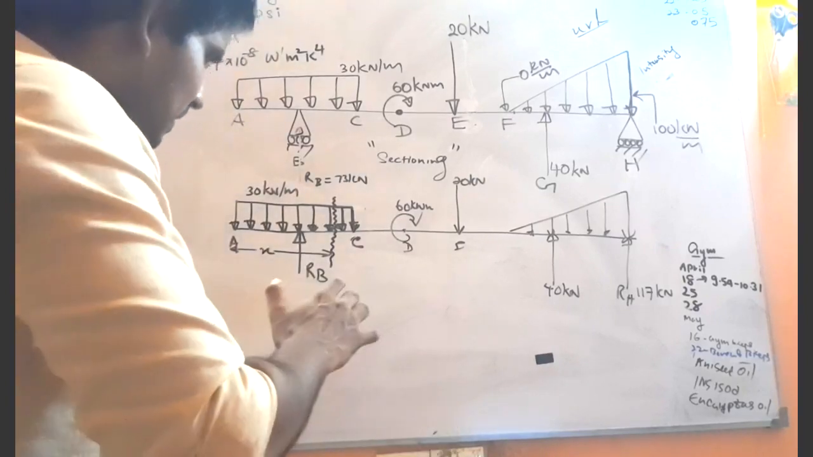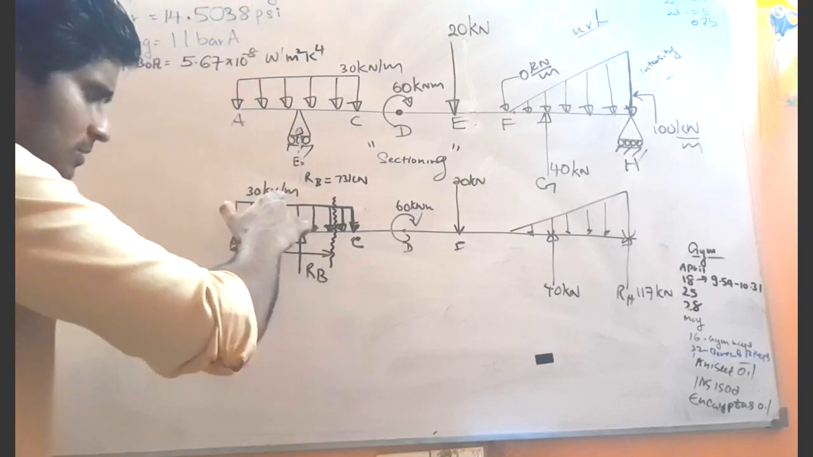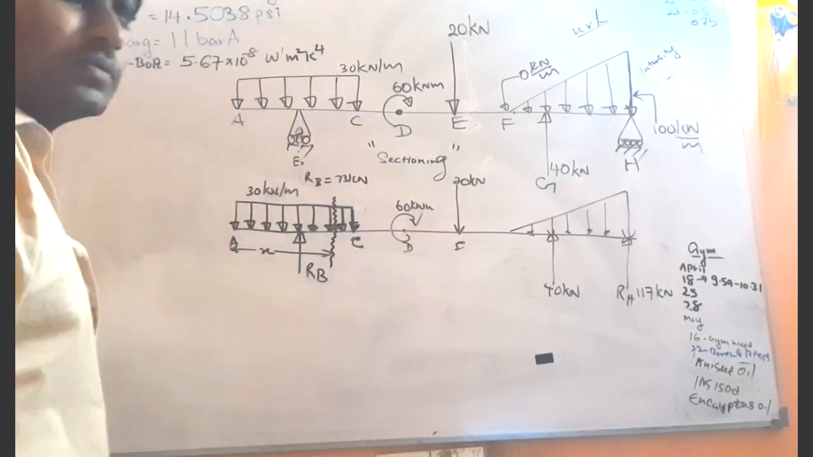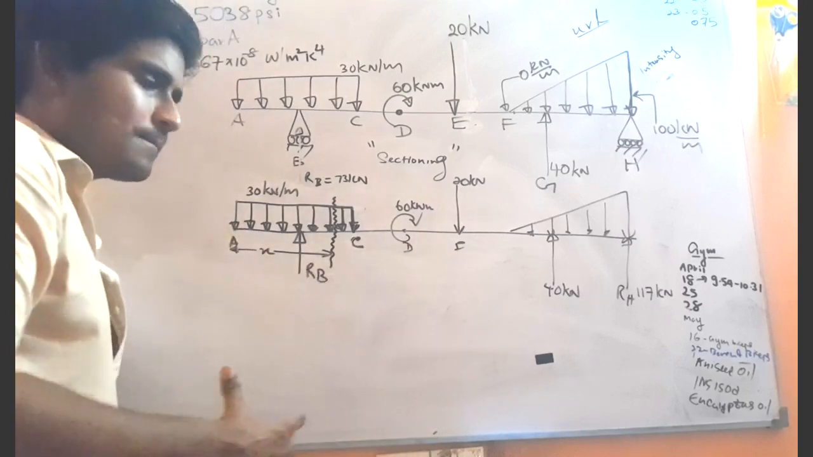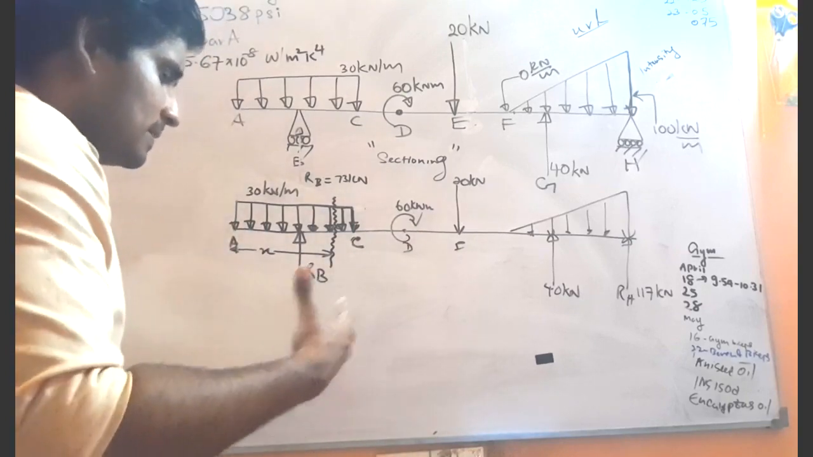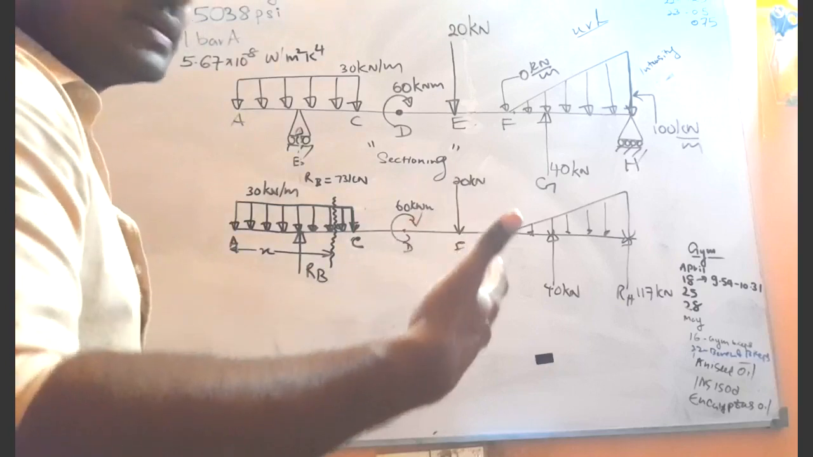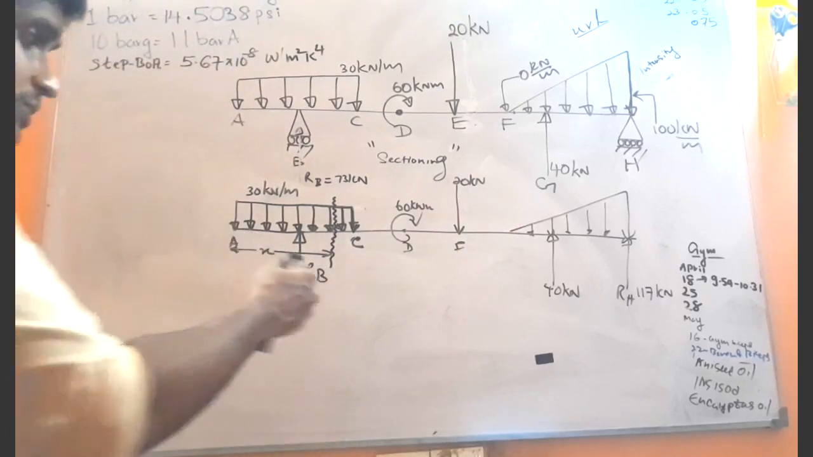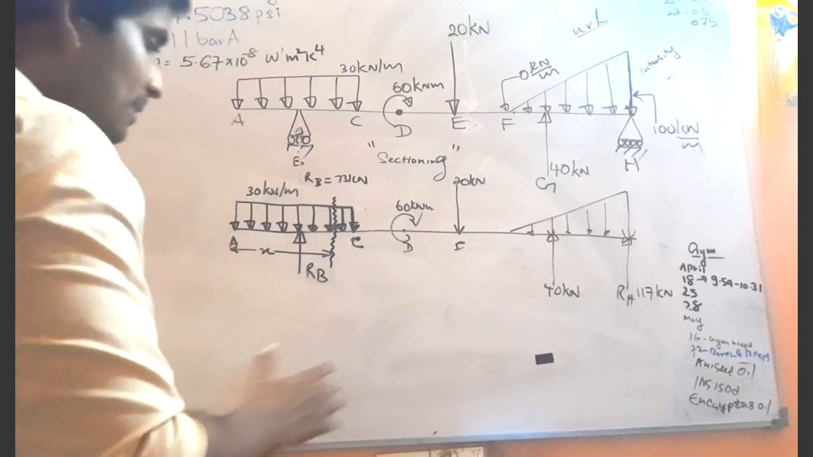It is where this 30 kilonewtons per meter uniformly distributed load chapter ends, right? So we will consider point C as the end point of the next section, right? So when I write, you will understand. So now consider the next section BC. Let me tell you why.